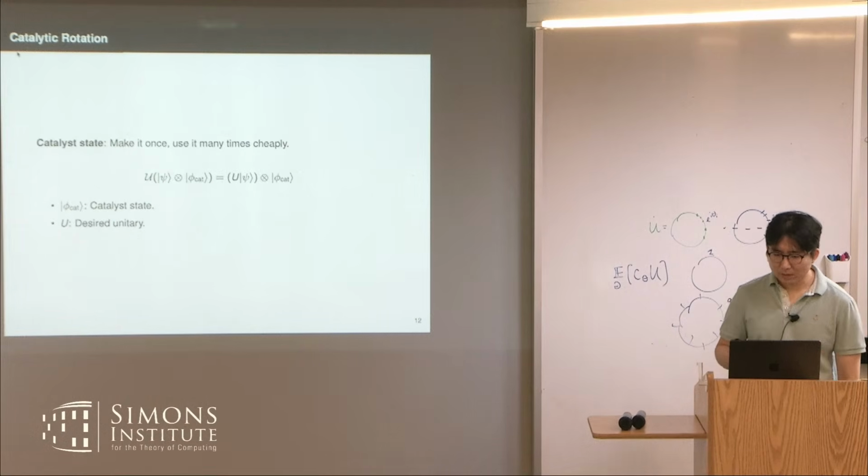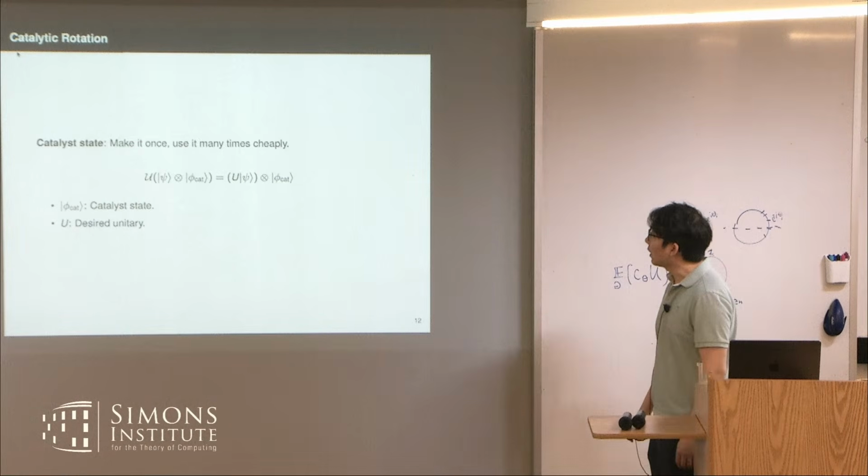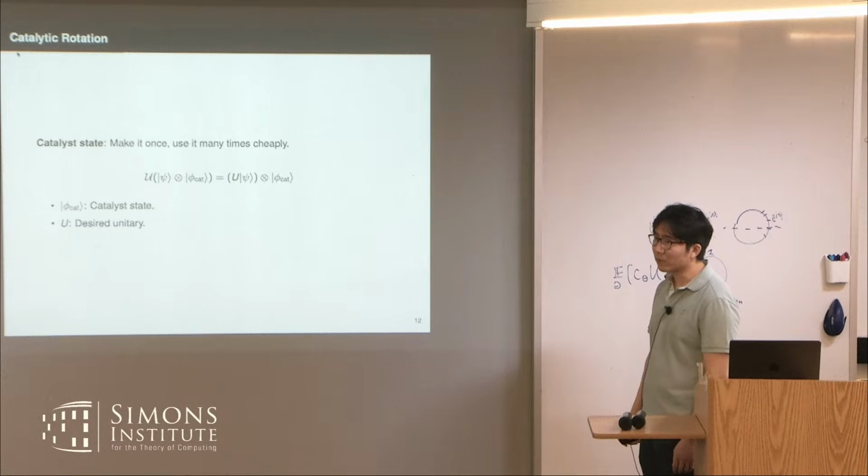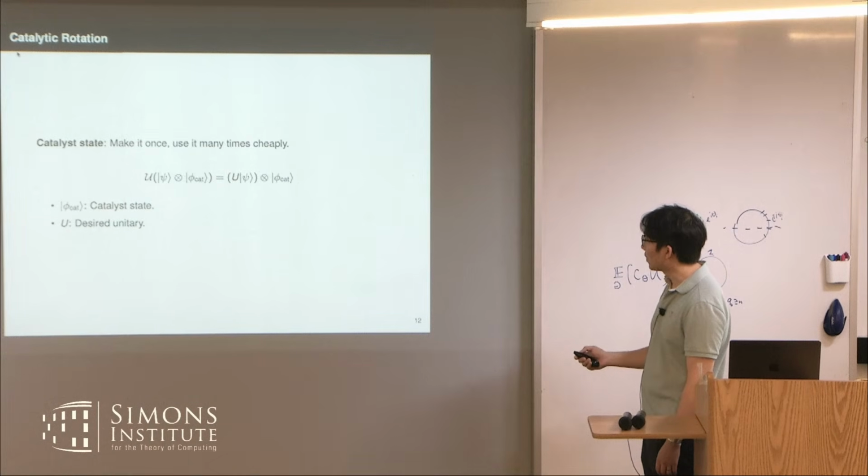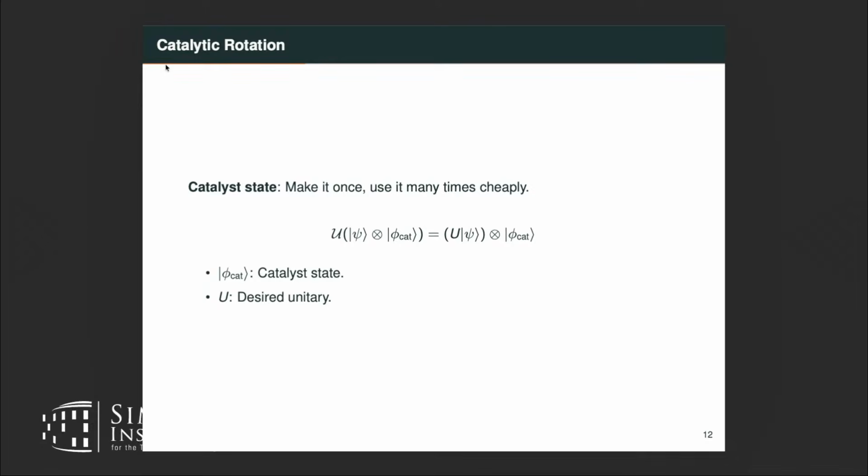Good. Anyway, so we want to do that. And there's a pretty famous way of realizing this rotation using a catalyst state. For those of you who don't know what a catalyst state is: the goal is to apply some unitary U to an unknown state psi. The idea is that you prepare a special state, let's call this a catalyst state, and you apply a joint unitary on both of these states together. Afterwards, you get the desired operation U on the unknown state, and the catalyst state remains unchanged.